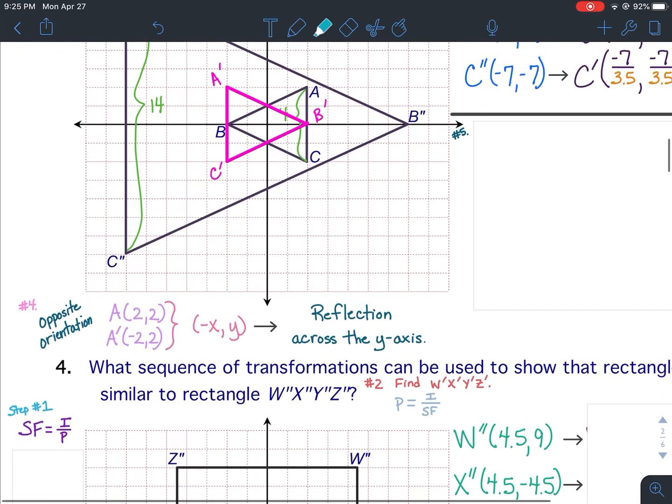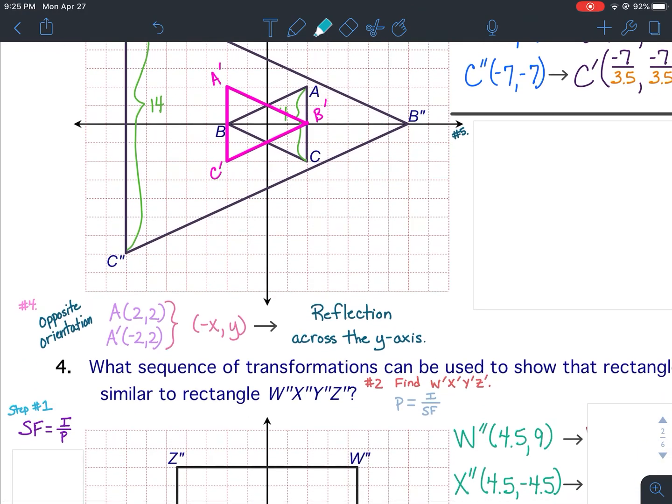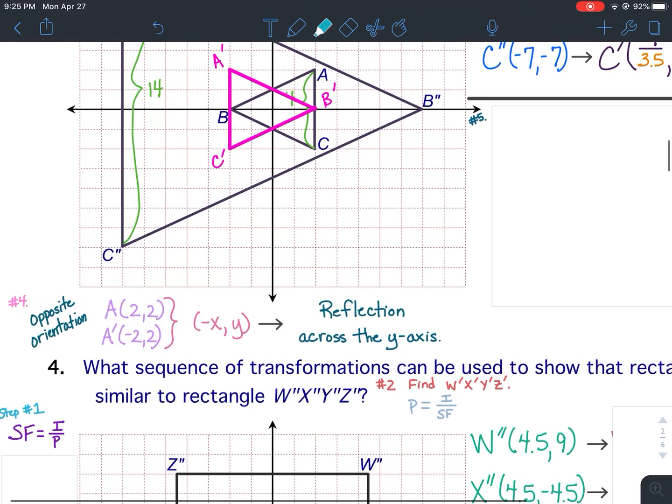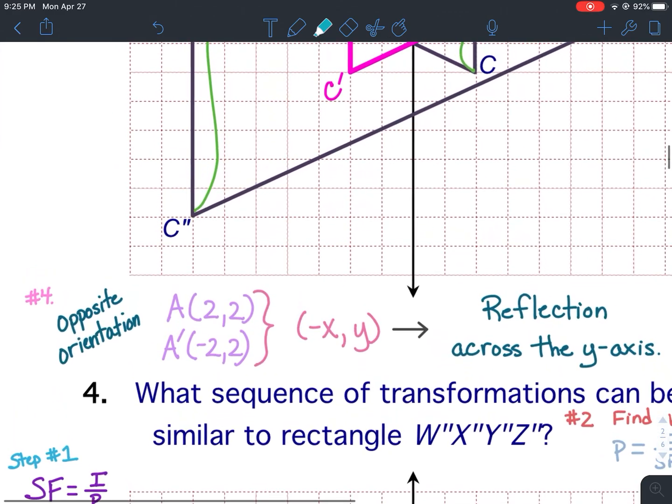So, for step 4, we have that it was an opposite orientation, which means it was a reflection across the y-axis. Pause your video, get all of step 4 written down.